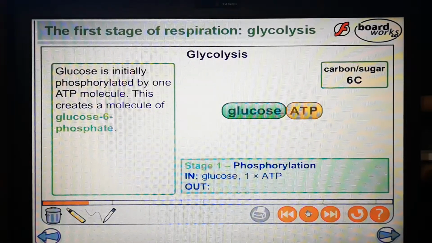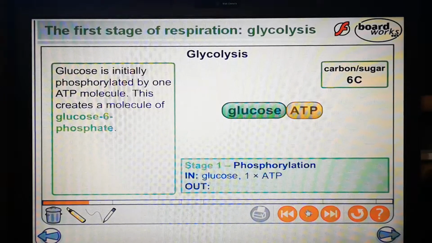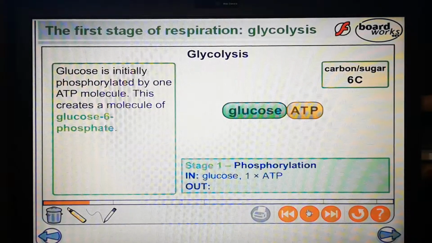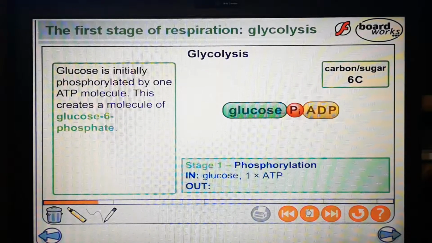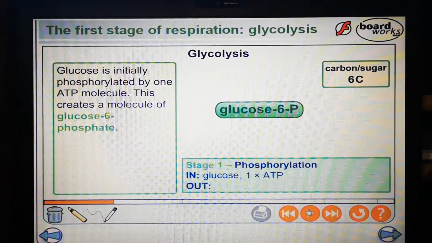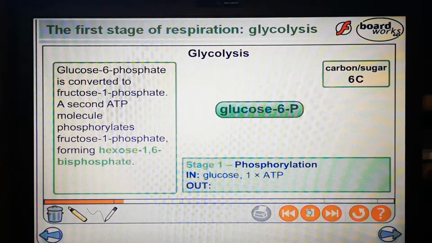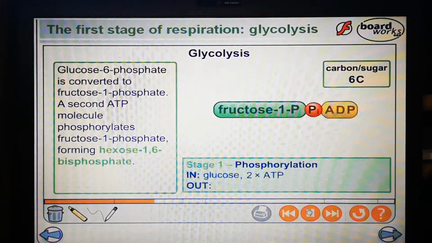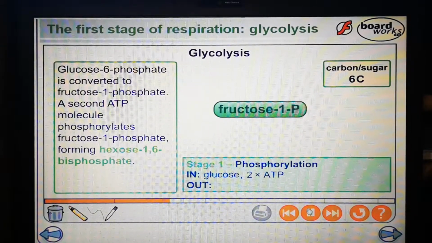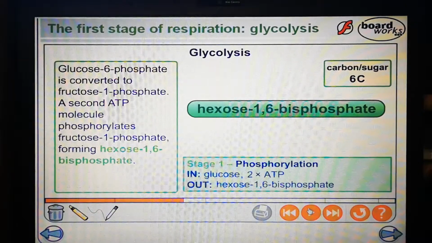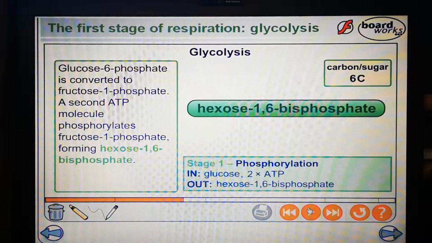Now, the first thing that will happen is the glucose will be given an inorganic phosphate from a molecule of ATP. We call that substrate level phosphorylation, and you can see it happening there. That will convert the glucose into glucose phosphate. That glucose phosphate will quickly turn into fructose phosphate, and then that fructose phosphate will be given another inorganic phosphate, so substrate level phosphorylation, and it turns it into a very unstable 6-carbon compound called hexose bisphosphate.